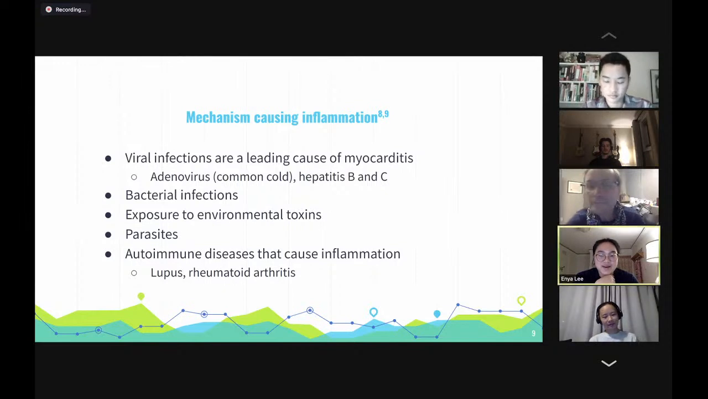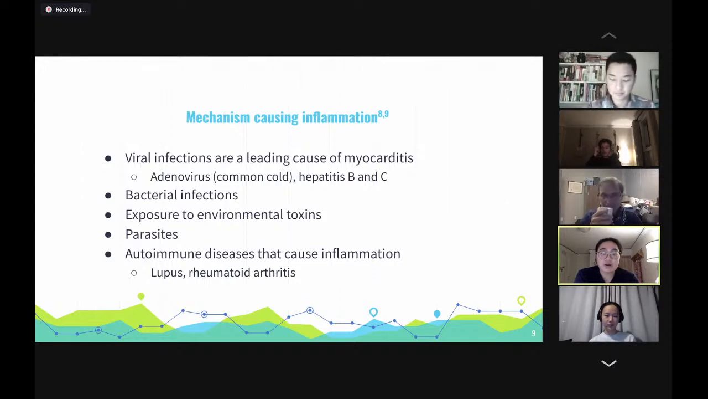All right, so let's take a look at some mechanisms causing that inflammation. Some causes of myocarditis include viral infection, which is actually the leading cause, and this includes the virus that causes the common cold, which is adenovirus, hepatitis B and C, and there are a couple more as well. But just for the sake of time, we're moving on. Some other factors include bacterial infections, exposure to environmental toxins such as snake venom or poison from metals, and parasites.